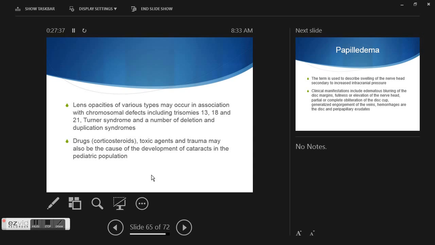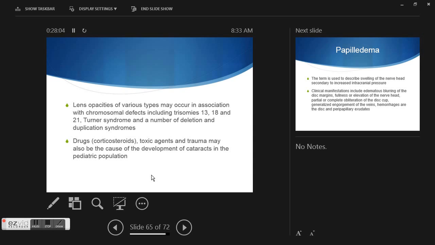So lens opacities of various types may occur in association with chromosomal defects, like I said earlier, that include trisomies 13, 18, and 21, as well as Turner syndrome, and a number of deletion and duplication syndromes. Drugs, particularly corticosteroids, toxic agents, and trauma may also be the cause of the development of cataracts in the pediatric population.